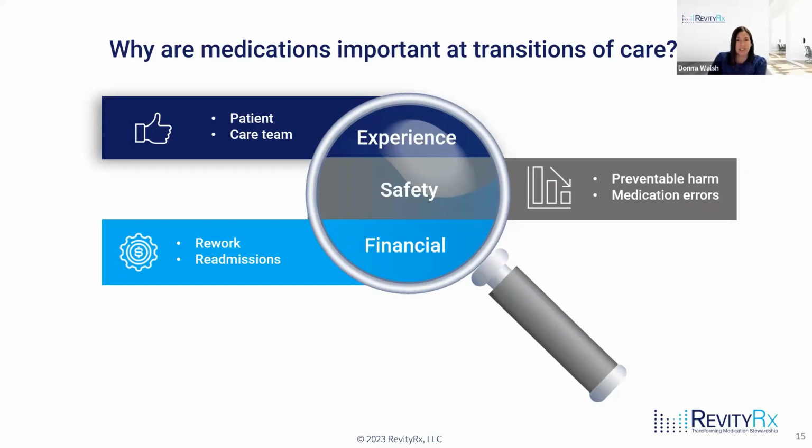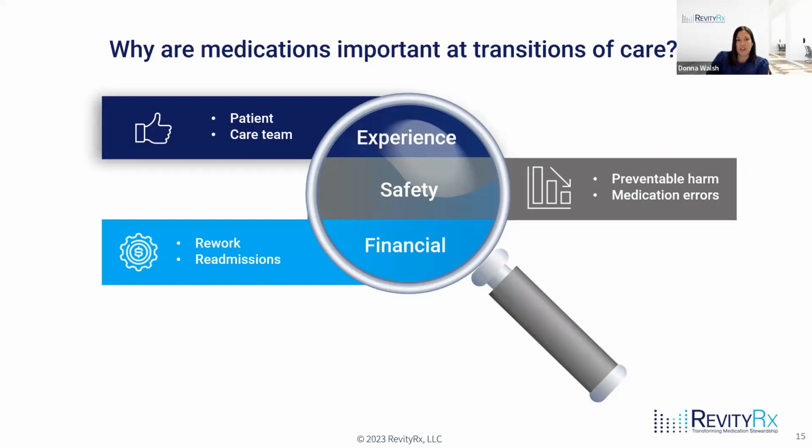And if we want to put this in context, as far as big numbers, preventable medication errors occur in 3.8 million inpatient admissions annually and 3.3 million outpatient visits annually. So it's a big number and something that we all are part of to be part of the solution.